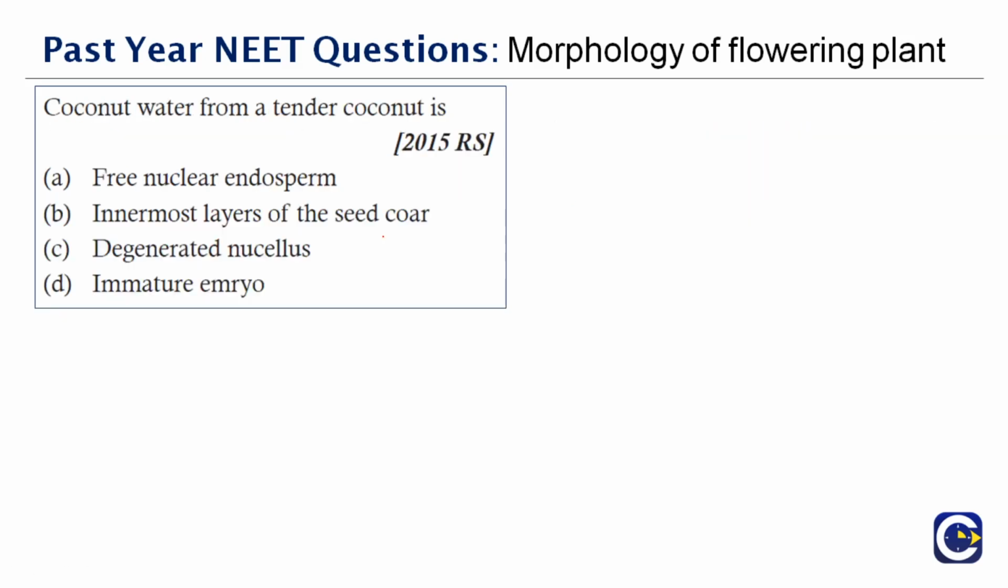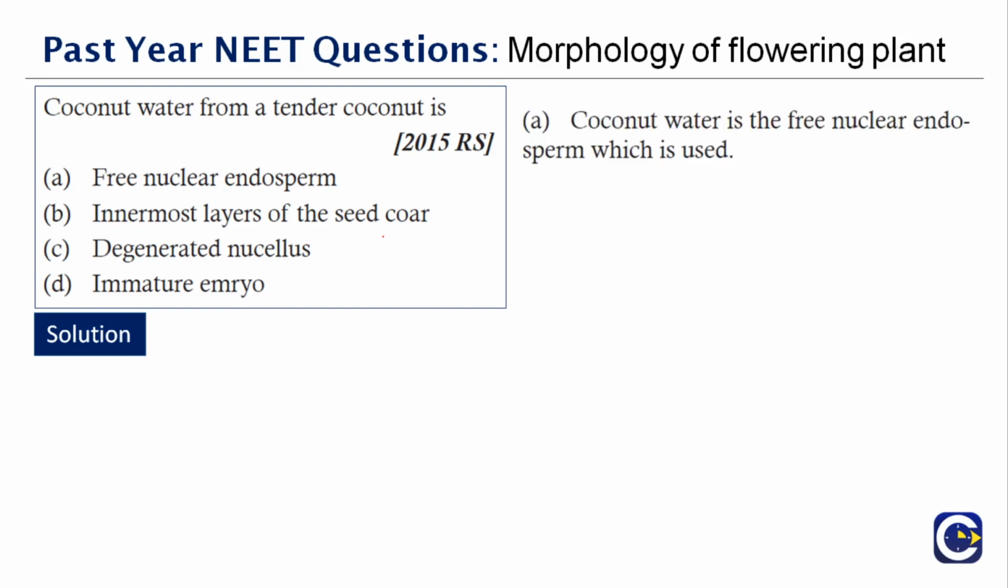Next question here. Coconut water from a tender coconut is dash. I think we just now saw it in the first question of this part, where we saw that the coconut water is in liquid form, and it serves as a suspension for the endosperm of the coconut during the nuclear phase of the development. So that is what we recalled in the first question. So the same answer falls here, which is option A, which is free nuclear endosperm.